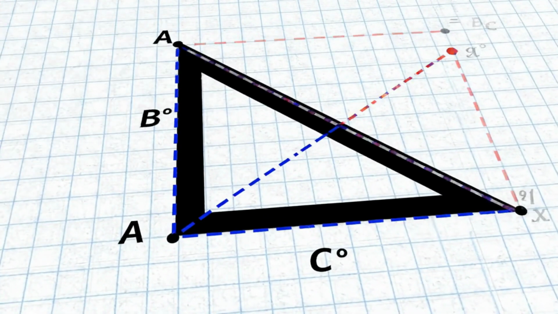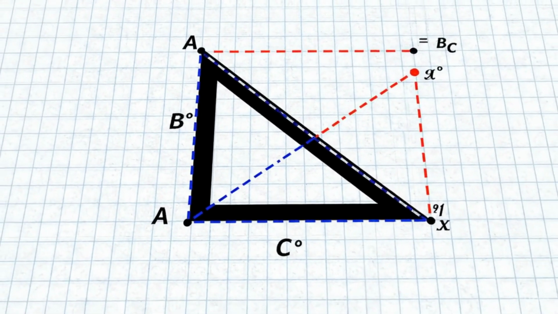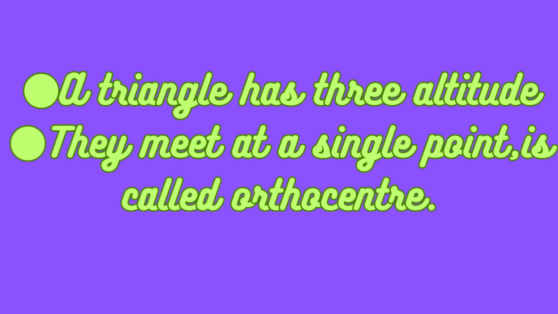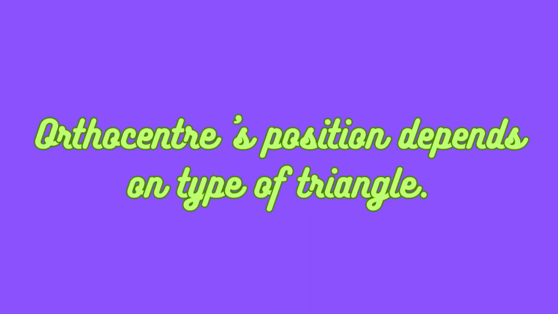So, today we learn altitude, that is the perpendicular from vertex to the opposite side. A triangle has three altitudes. Altitudes meet at orthocenter. Orthocenter position depends on triangle type.